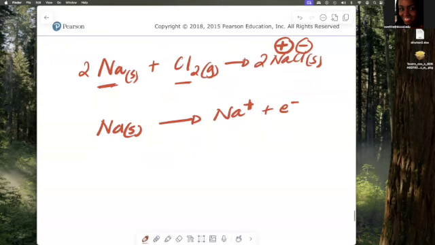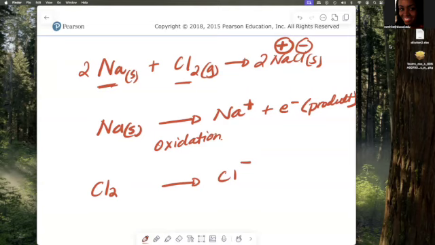Remember I mentioned before, when you have an electron as a product and the species becoming more positive, this is a sign of oxidation, okay? And then chlorine, Cl2, becomes Cl minus, right? Since we have 2 Cl's, we'll put a 2 over here. And in this case, for Cl to become Cl minus, it has to gain 2 electrons, right?